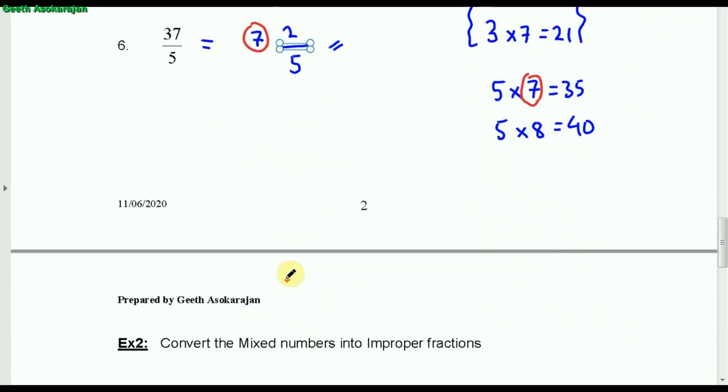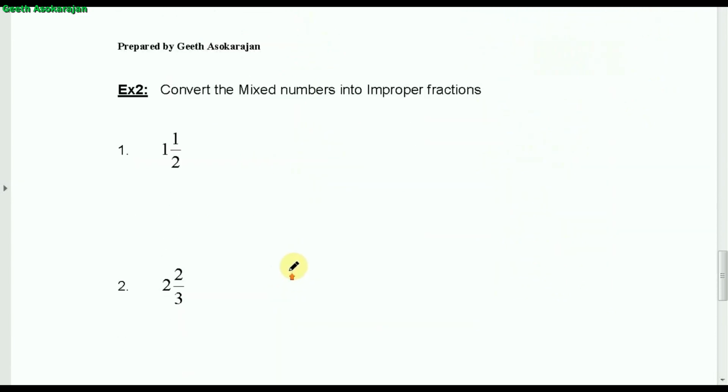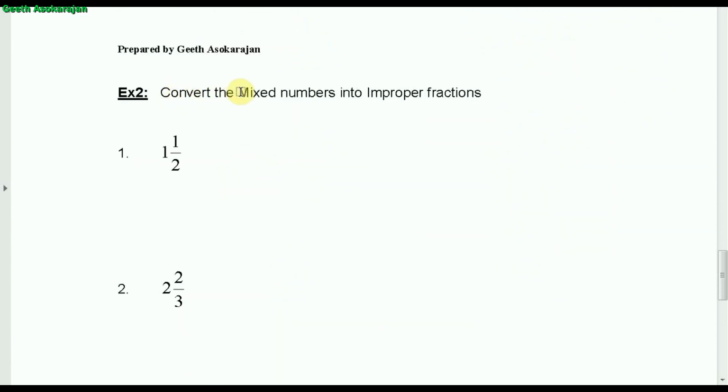Right, now let's try example number 2. Convert the mixed numbers into improper fractions. So we're going in the reverse. So in this case, let me show you how that is done. Let me show you the method. So we have for number 1, 1 1/5, and we need to express that or write that as an improper fraction. So first step, this 2 we write here.